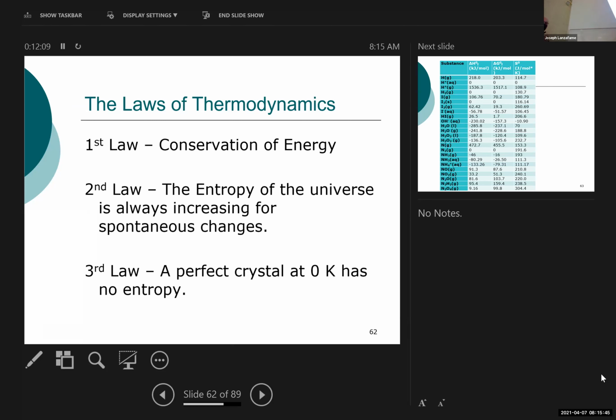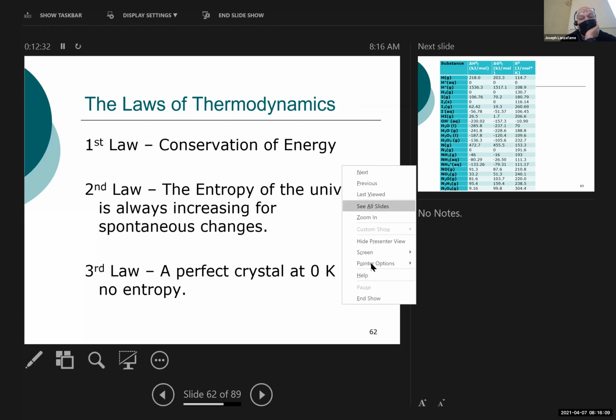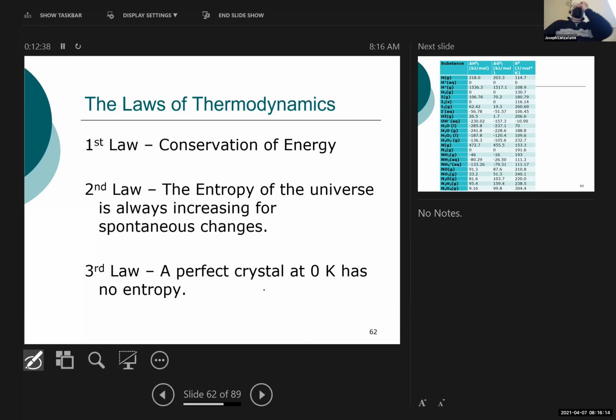Okay. And the other somewhat interesting thing about entropy: the third law actually defines an absolute zero for entropy. A perfect crystal at zero Kelvin has zero entropy. This is important in a couple ways. One, it really is a contrast with enthalpy. I mentioned really quickly in passing on Monday that it's hard to measure enthalpy. In fact, we don't ever.